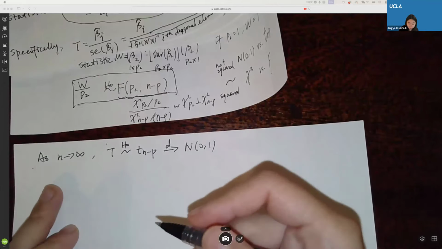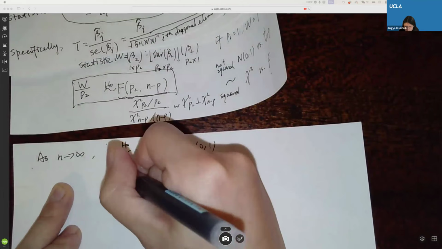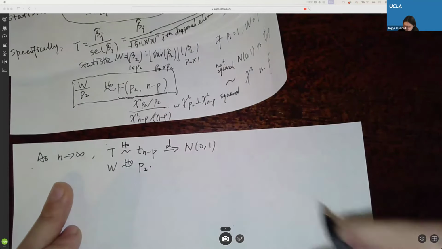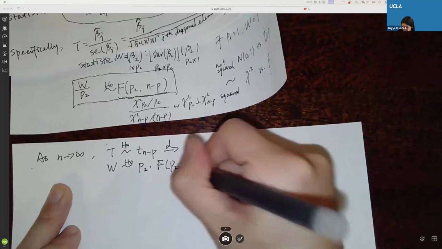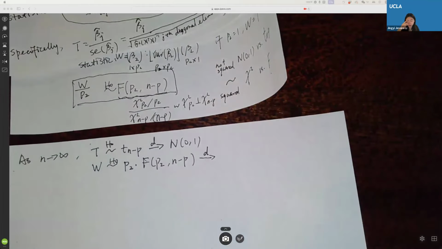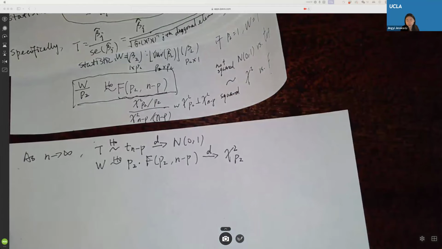And for the F distribution, I can say that this W under the null follows p2 times an F distribution with p2 and n minus p as the two degrees of freedom. And as n approaches infinity, n minus p approaches infinity, and this p2 times F distribution will converge to a chi-square distribution with just p2 degrees of freedom. So chi-square is like an asymptotic form of F multiplied by its numerator degrees of freedom, while standard normal is the asymptotic form of the t distribution.